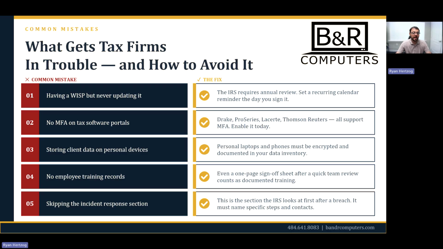Number 5, skipping the incident response section. This is the section that the IRS looks at first after a breach. It must name the specific steps and contacts. An incident response plan is meant to be there so that when there's a breach of your business or your accounts, you know what to do. Without it, you've got no idea. You've got no plan. When the IRS audits you, or if they come in when there is a breach, the first thing they're going to ask for is, where's your incident response plan? Let's ensure that this is implemented and let's get rolling. If you don't have one, you're not compliant and could be subject to fines.